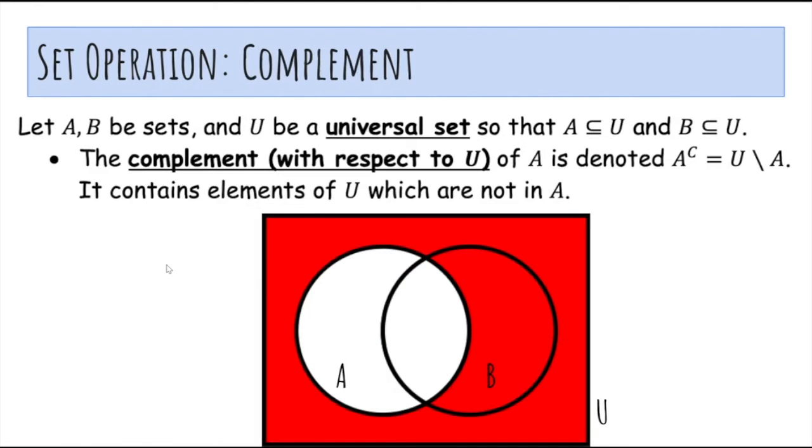Interesting. Okay, so the complement with respect to the universal set U of A is denoted like A complement, and it's just the universal set minus A. So it contains all the elements in the universal set which are not in A. So basically everything that's not inside A, like this.